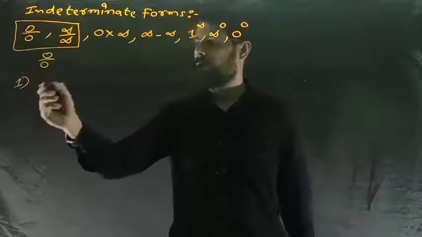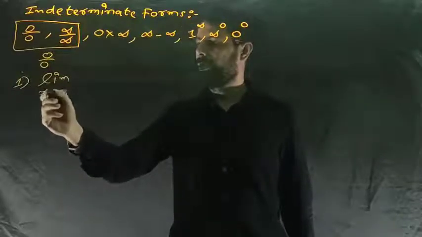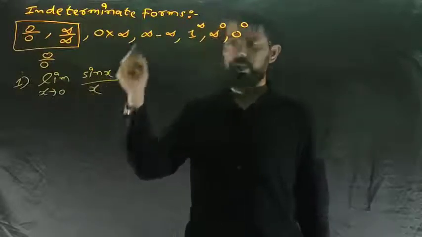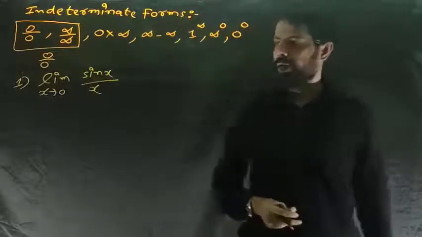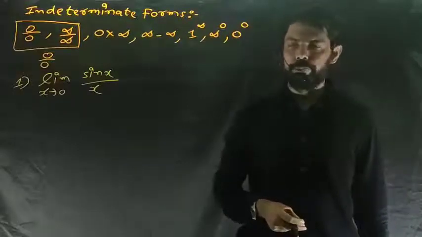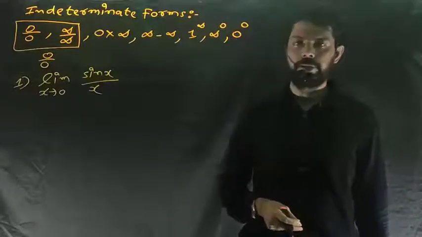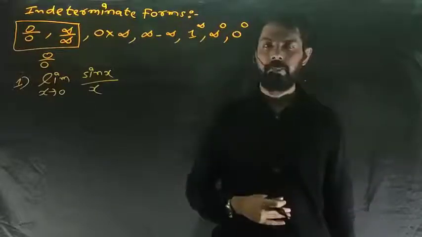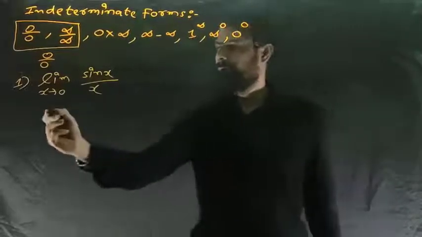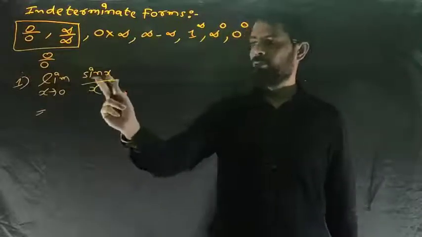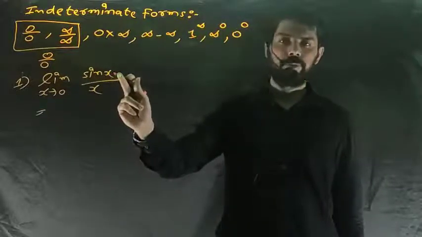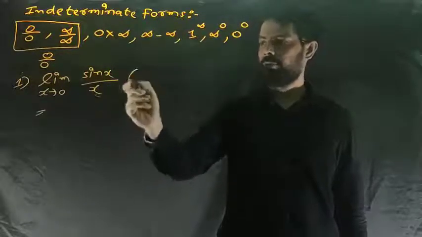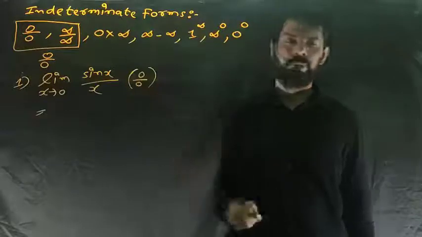First example: evaluate limit x tends to 0 of sin x divided by x. You know that limit theta tends to 0 of sin theta divided by theta is equal to 1, but we will prove this result using L'Hôpital's Rule. Replacing x by 0, it will be sin 0, and the value of sin 0 is 0. The denominator is also 0. So it is 0 by 0 form.